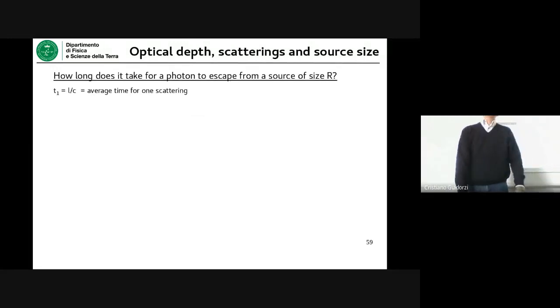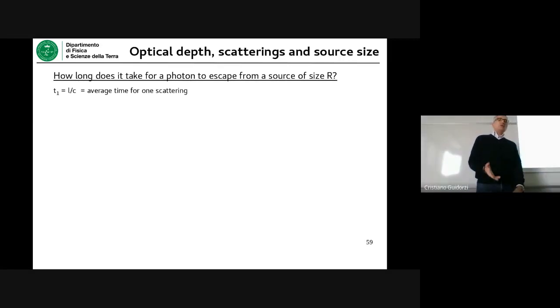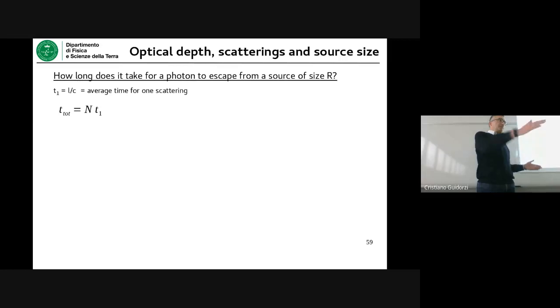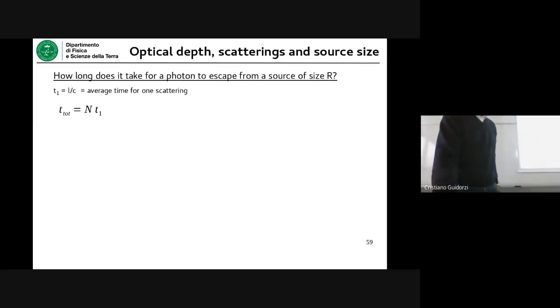Let's see a practical example for this. We wonder how long it takes for a photon to escape a given source of size r. Let's tackle the problem this way. With L, we call the mean free path. The average time interval between one scattering and the next one, we call it t1, which is nothing but L over c, since they travel at the speed of light. So in the end, the time it will take for a photon is just the total number of scatterings needed to make a net traveled path comparable with r, times t1. Very easy.